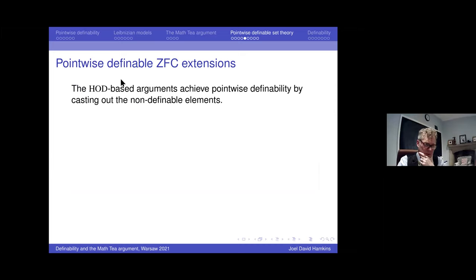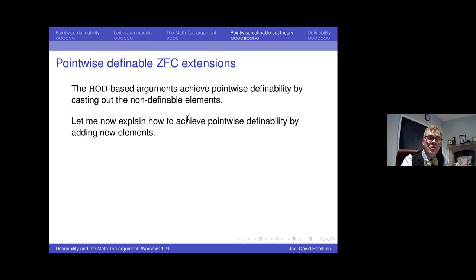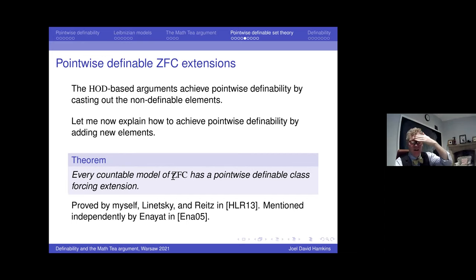Okay, so now I want to switch gears a little bit, because the HOD-based arguments were achieving pointwise definability by throwing things away. You kept the definable elements and you threw everybody else away. And then you said, well, what's left is a pointwise definable model. I want to take a different attitude now and keep everything that I had, but still produce pointwise definability. So I want to achieve definability by adding new elements. Okay, so the theorem is every countable model of ZFC, and in fact this generalizes to Gödel-Bernays set theory, also has a pointwise definable class forcing extension. This was observed by Enayat in 2005, and it was proved independently by myself and David Linetsky and Jonas Reitz.